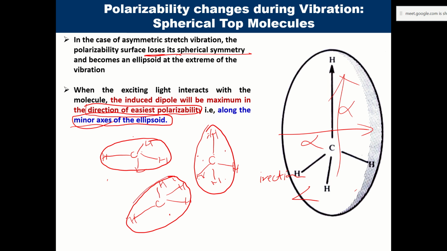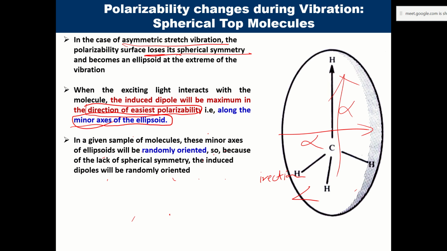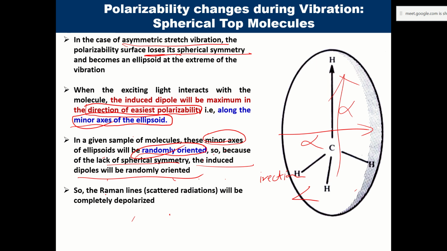यहाँ पे polarizability का directions हर बार हर molecule में अलग अलग होगा, because they are under constant random motion, they are moving, having rotating molecules, and so polarizability directions for when you are visualizing this kind of asymmetric stretching vibrations, it will have random orientations. So there will be so many minor axes, so many molecules within a container. So because of lack of spherical symmetry, the induced dipole gets randomly oriented, and it is completely depolarized light.